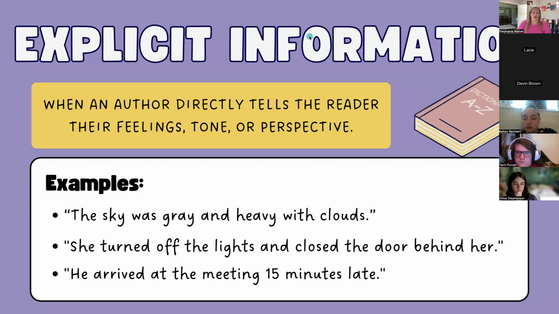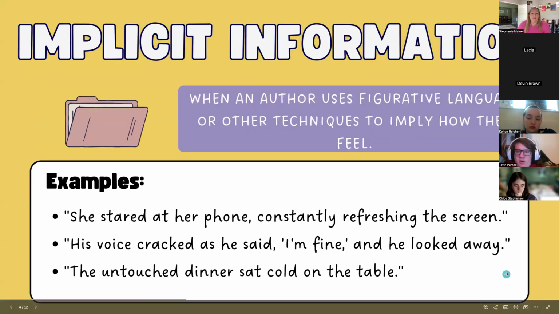So as an example, the sky was gray and heavy with clouds. We don't have to guess, right? We know what it looks like outside. She turned off the lights and closed the door behind her. Again, same thing. We know that the lights have been turned off, the door has been closed. We don't have to question that. He arrived at the meeting 15 minutes late. Again, it's the black and white details.